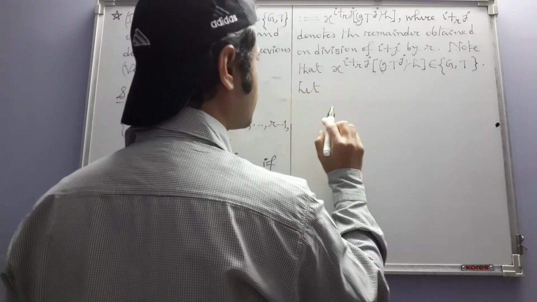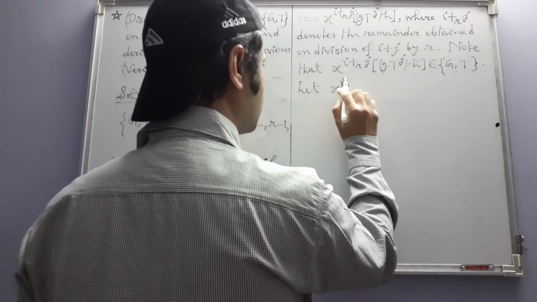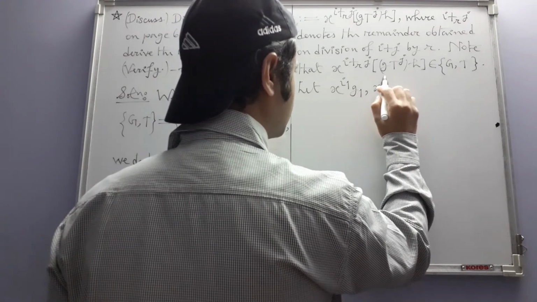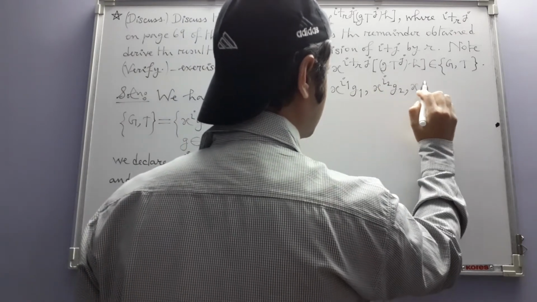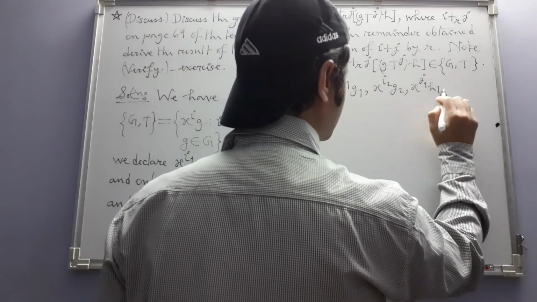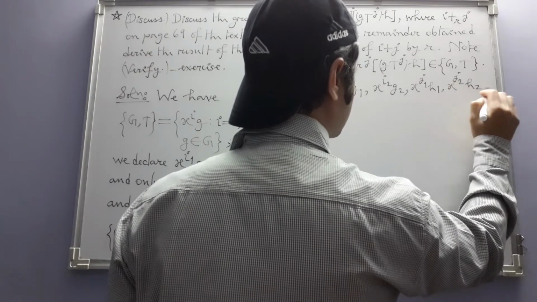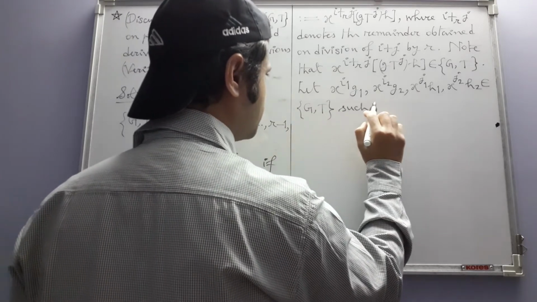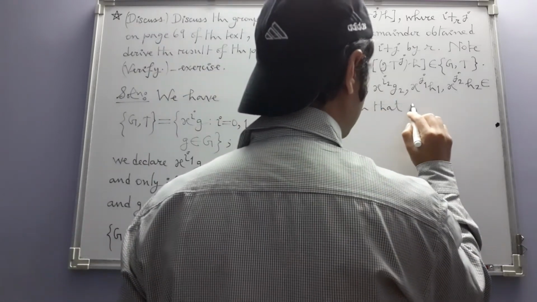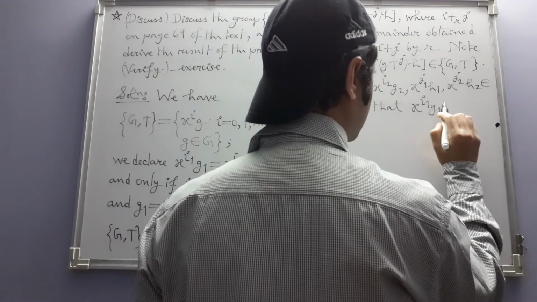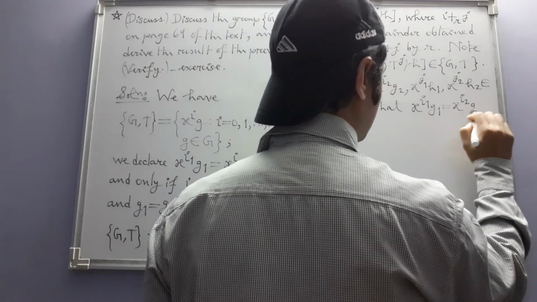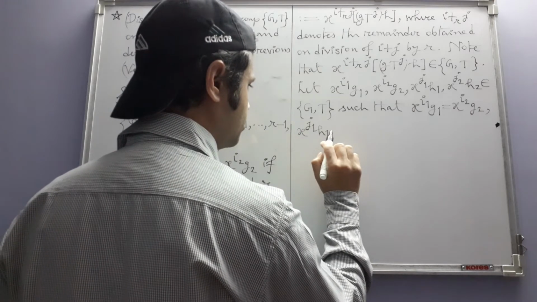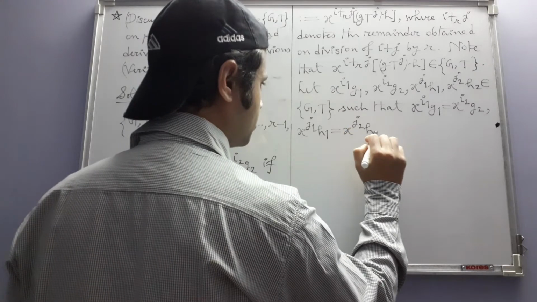Let x to the power i1 g1, x to the power i2 g2, x to the power j1 h1, x to the power j2 h2 belong to our set such that x to the power i1 g1 is equal to x to the power i2 g2 and x to the power j1 h1 is equal to x to the power j2 h2.